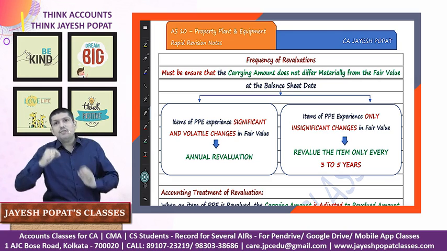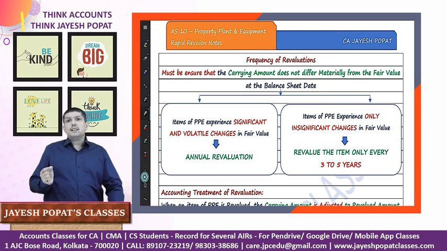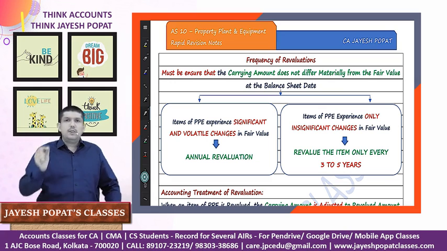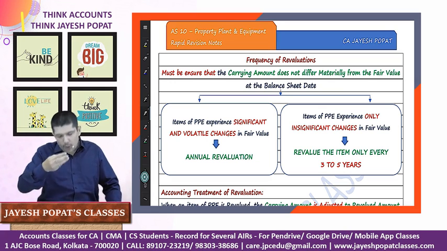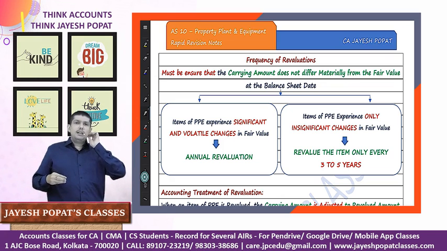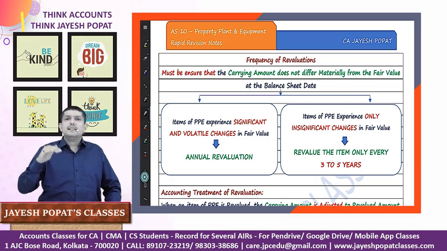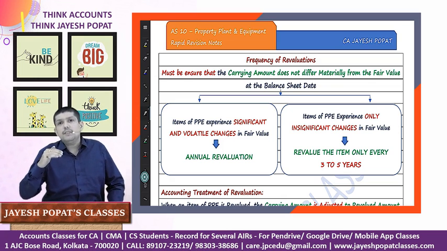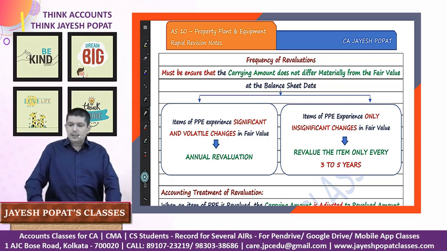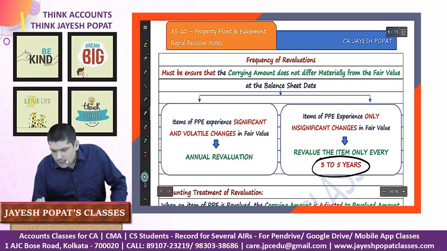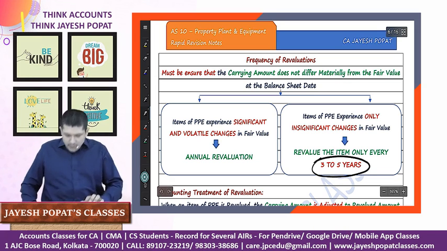If there is a significant fluctuation in the fair value of your asset, you need to do an annual revaluation. At each balance sheet date, you need to carry out a revaluation activity by deploying a competent valuer, and determine the revalued amount of the asset. But if the fair value of your asset is relatively stable and does not significantly fluctuate, in that case you have an option to do revaluation at an interval of 3 to 5 years.